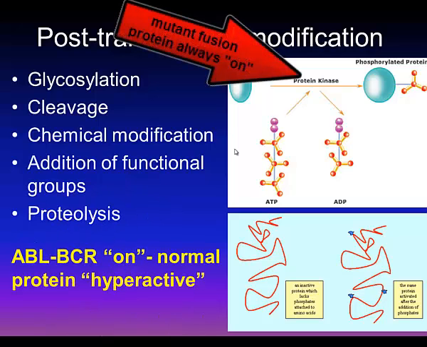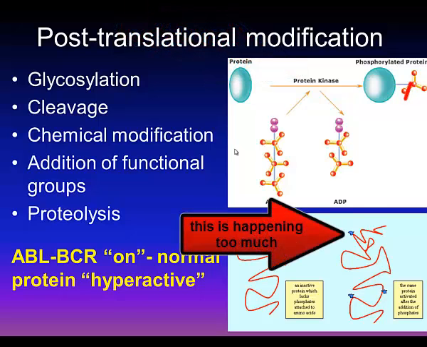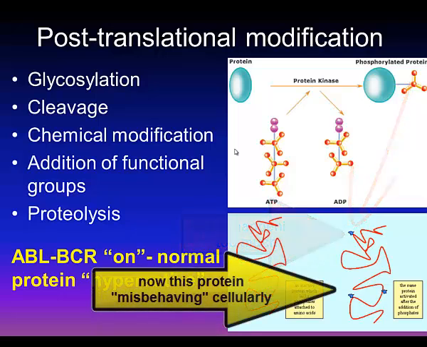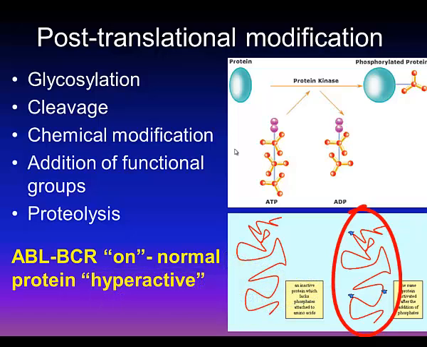So because the fusion protein is now on, right, it's constitutively on, the normal proteins that it's interacting with can actually become hyperactive. It's like you have a friend who just keeps talking in your ear and finally you're like, I can't take it anymore. That's what this ABL-BCR fusion protein is doing. It's causing other proteins in the area that it's interacting with, that it's adding that phosphate functional group to, to be hyperactive, to change their behavior.